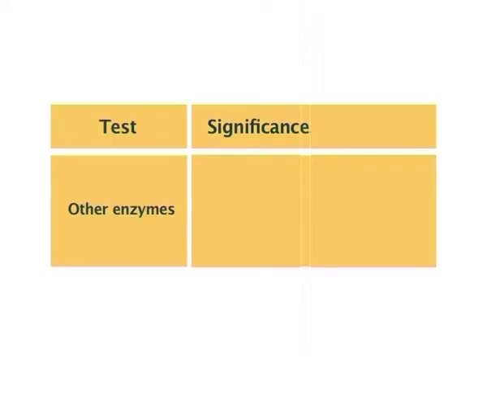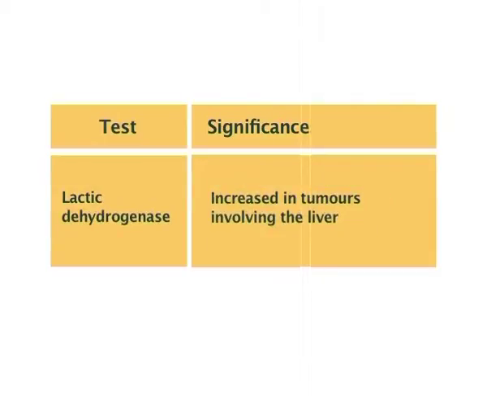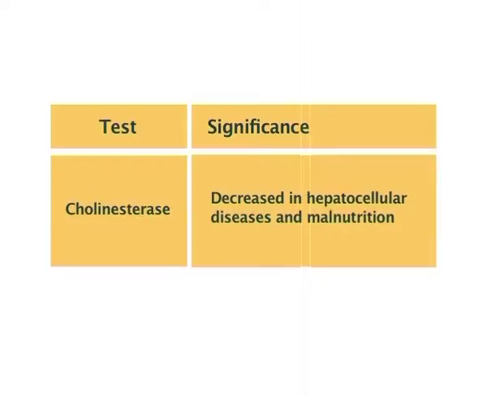Other enzymes we have: 5-nucleotidase, which rises parallel to alkaline phosphatase, but is more specific for diseases of hepatic origin. Lactic dehydrogenase is increased in tumors involving the liver. And cholinesterase is decreased in hepatocellular diseases and in malnutrition.